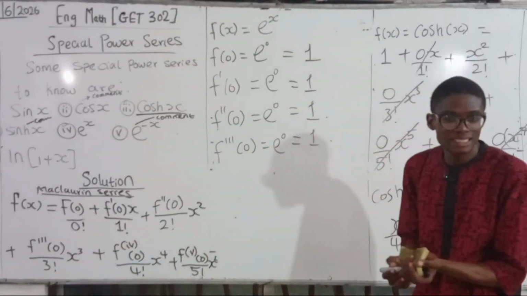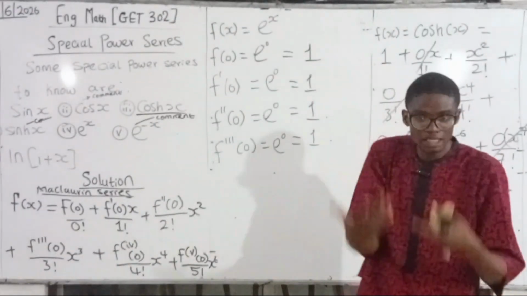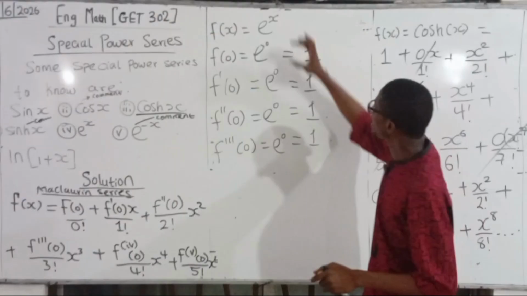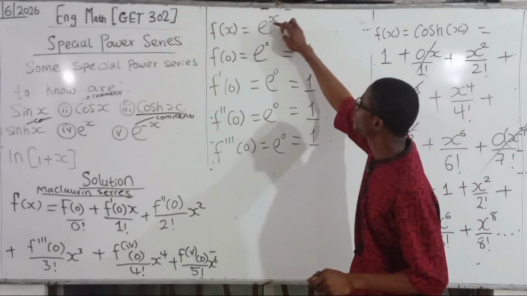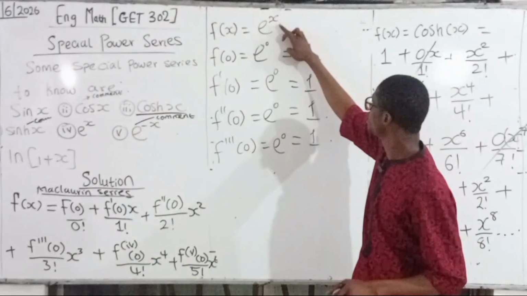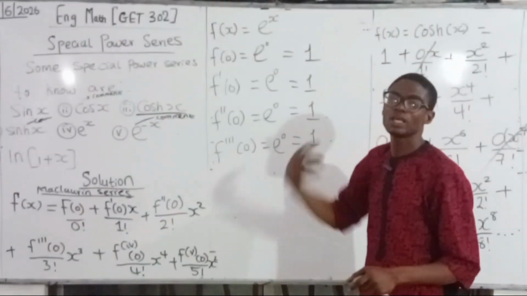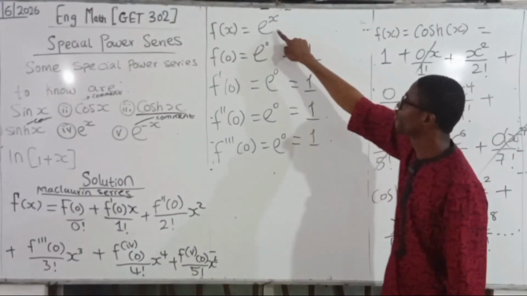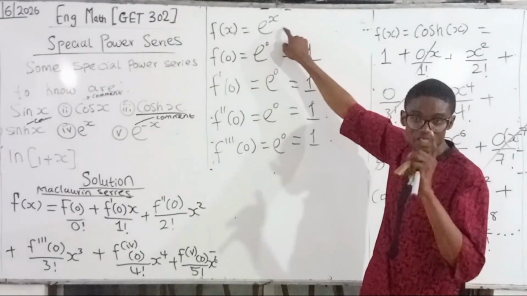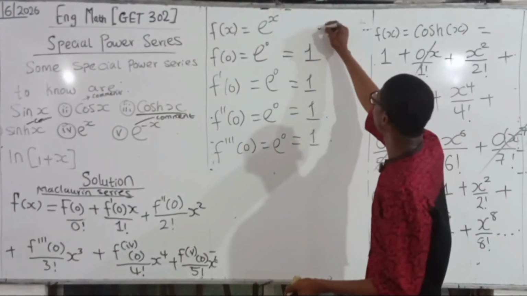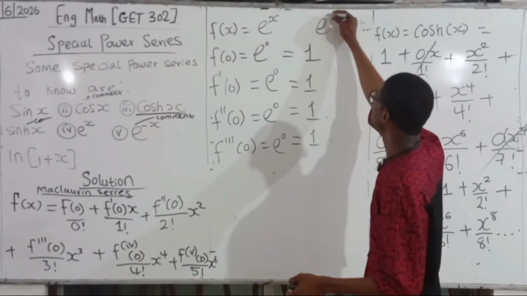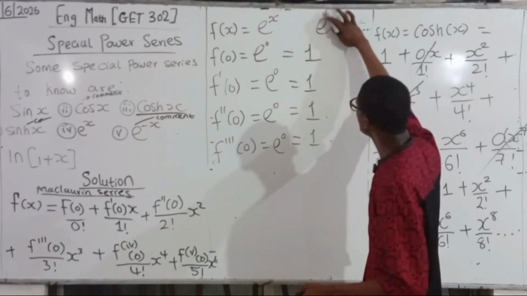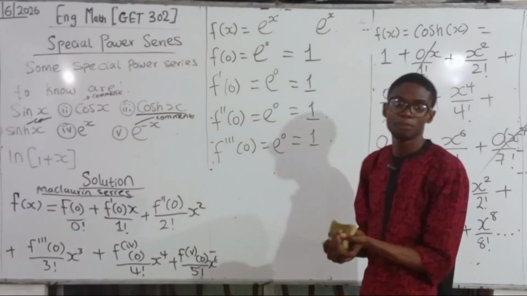The reason is that the more you differentiate exponential, so long as there is no other value in the power of the exponential apart from x, it will keep giving you exponential x. The only time you have something different when differentiating exponential is when it is no longer just x. So maybe it's x squared, or maybe it is 2x, or something else. But once it's only x, it will keep giving you exponential x.